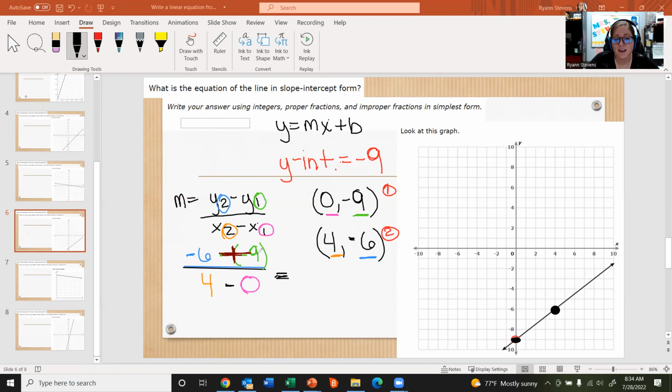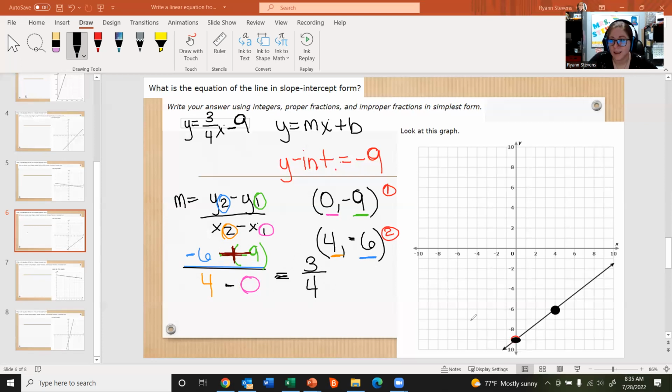-6 plus 9, the signs are different, so we're actually going to end up subtracting, keeping the sign of the larger number, which is a +3. And then 4 minus 0 is a 4. So our slope should be 3/4. And we can write this up here. Y equals 3/4 x. And then our y-intercept is a -9.